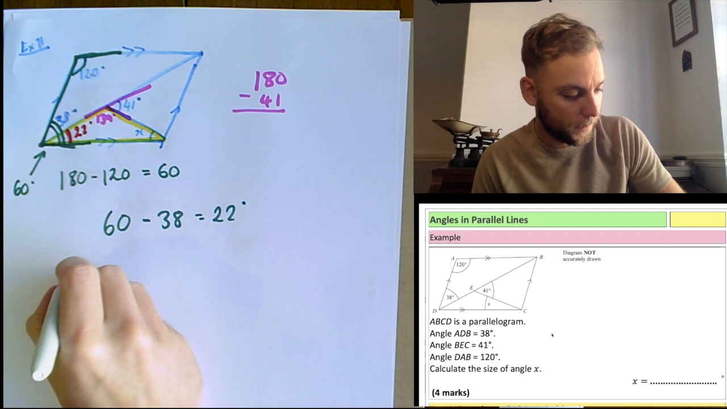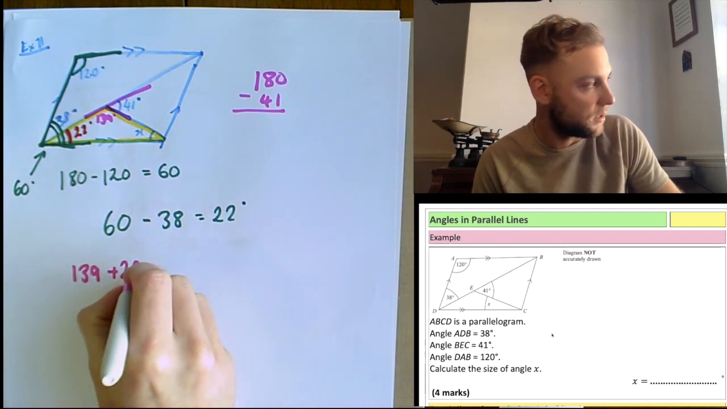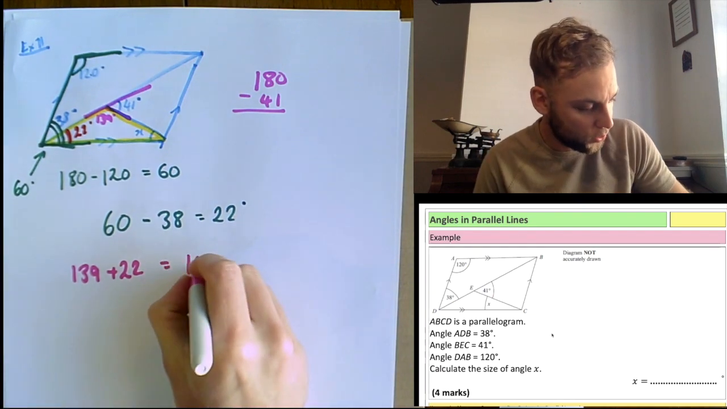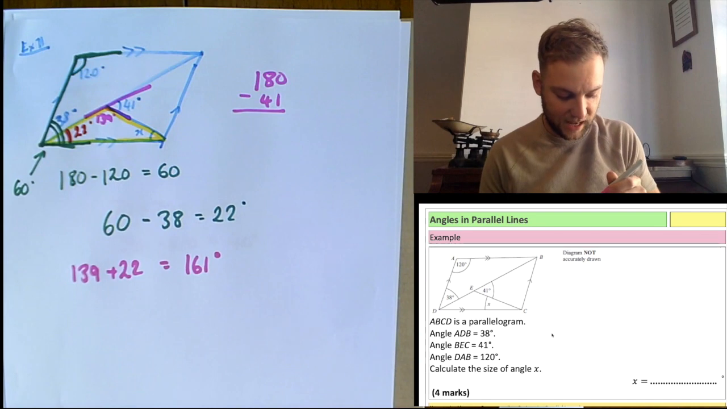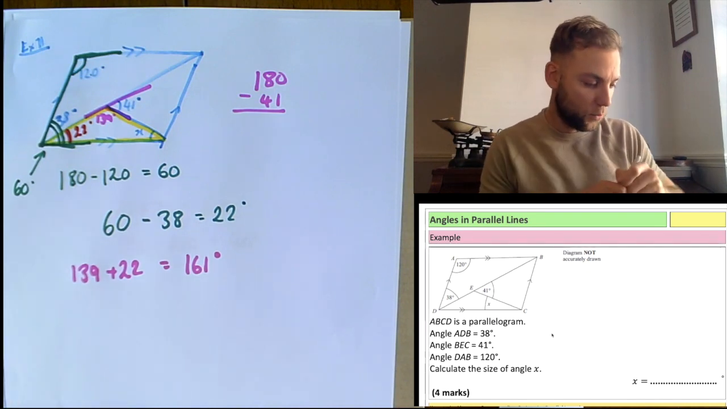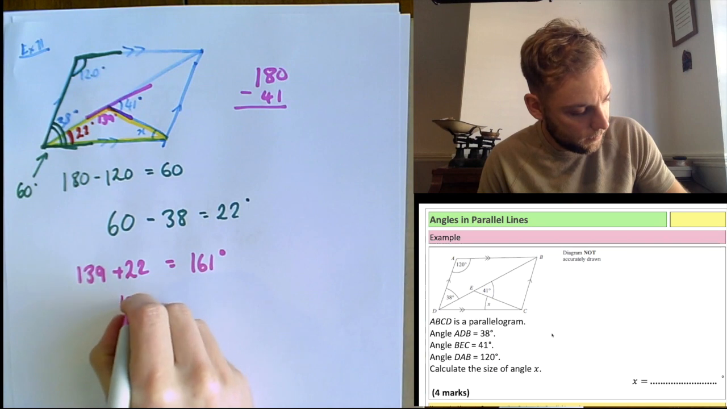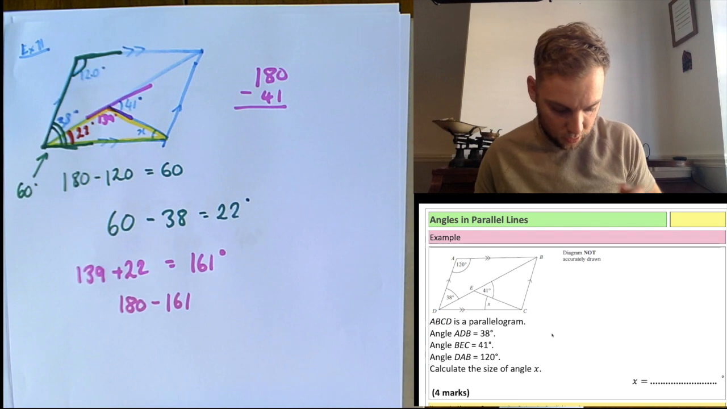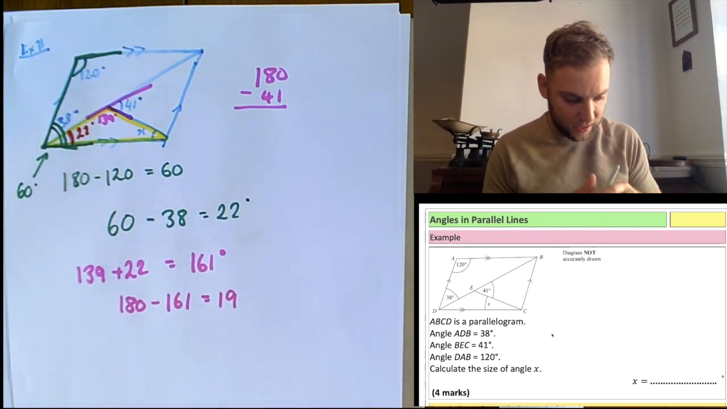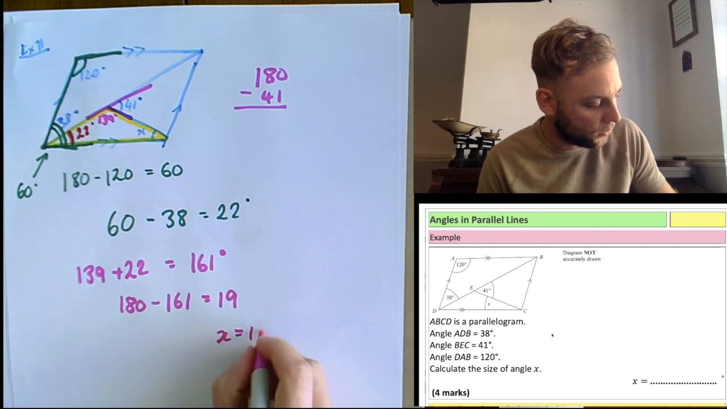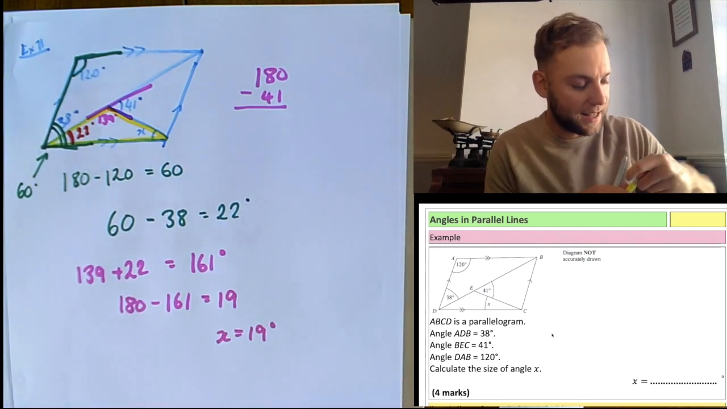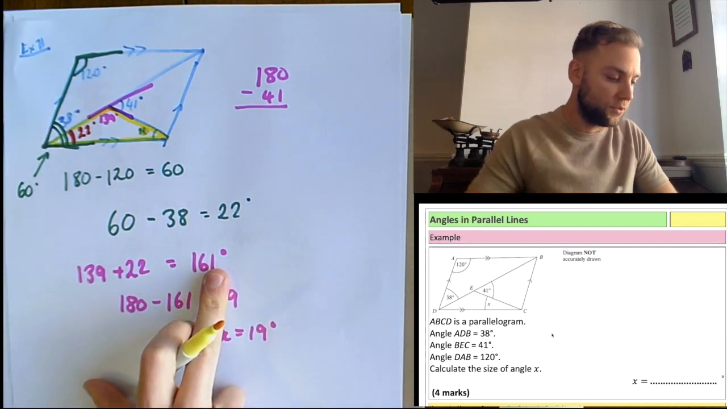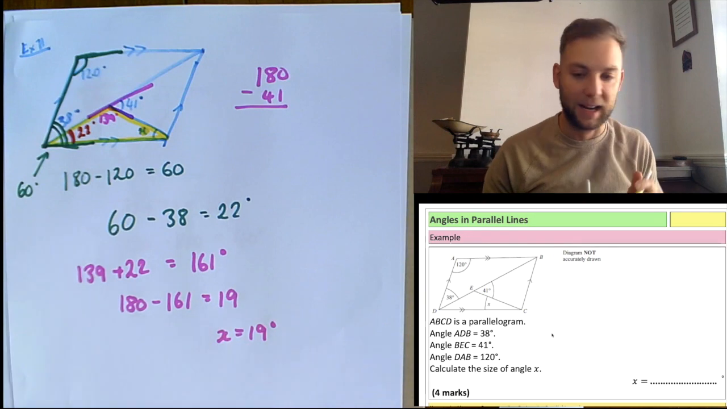So I can say that 139 plus 22 is equal to 161 degrees. So in this yellow part, then 180 take away 161 is equal to 19. Brilliant. So I know that x is equal to 19 degrees, like so. So that's this one here. So 139 plus 22 is 161, and then take that away from 180 to get 19, which is that last one there.